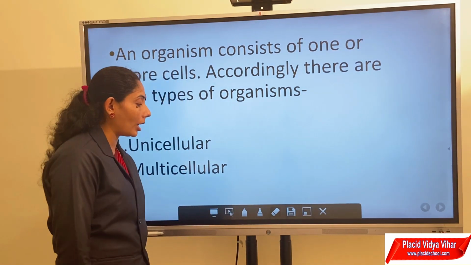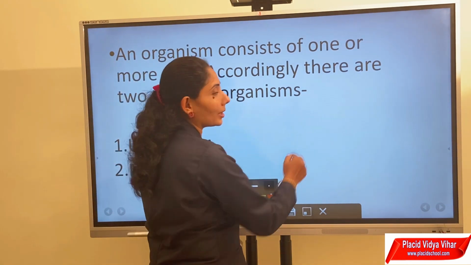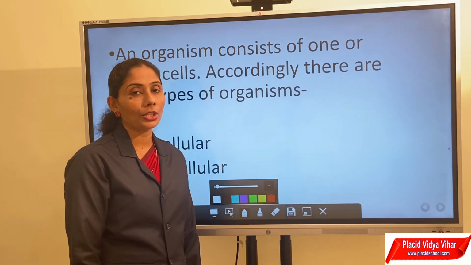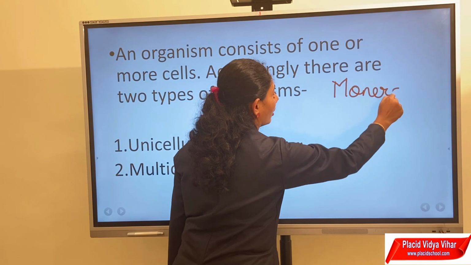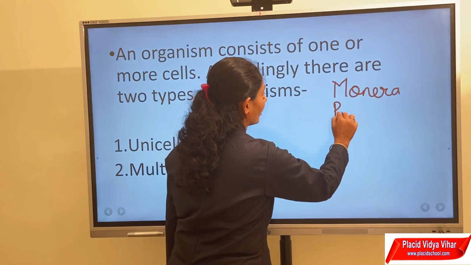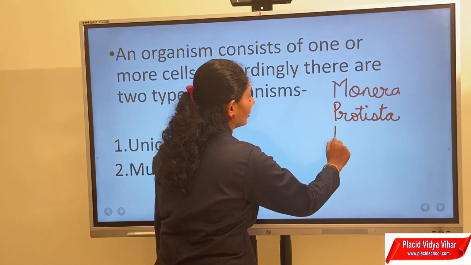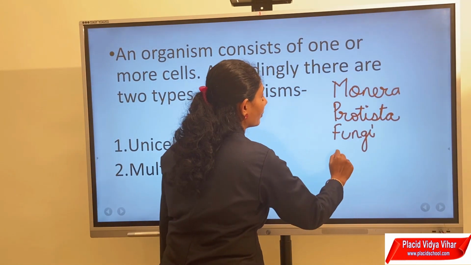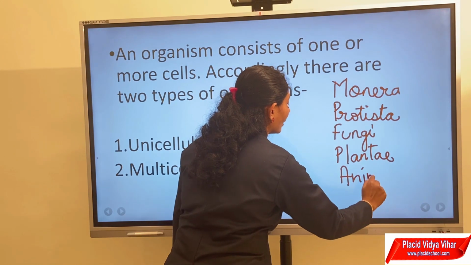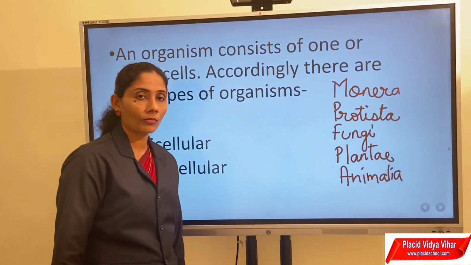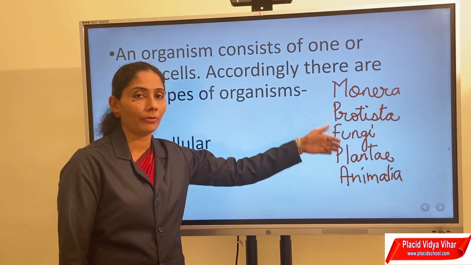Let us go back to Whittaker's classification, wherein you know that the living world has been classified into five kingdoms. Which are they? They are Monera, then comes Protista, then Fungi, Plantae, and Animalia. Okay, so this is the living world being classified by Whittaker into five groups or five kingdoms.